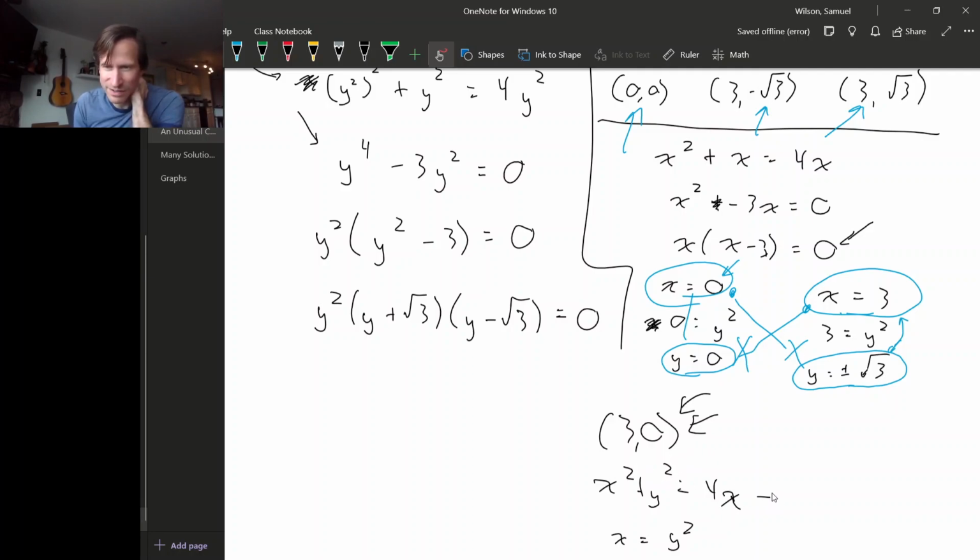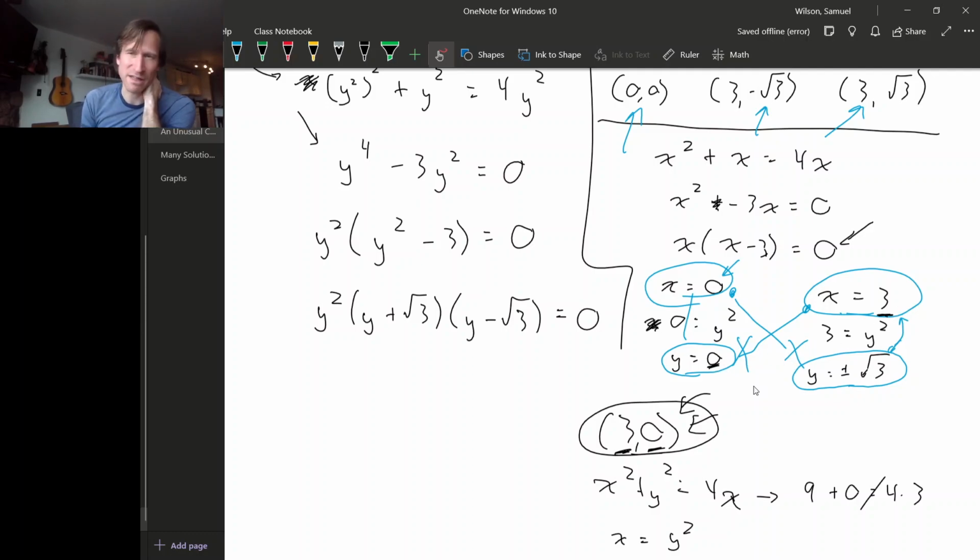So if we checked if this point is a solution to the system of equations, plugging it into the first equation, we get 9 plus 0 equals 4 times 3, but that's not true, right? 9 isn't equal to 12. So this point is not a solution to the equation, even though this x value, 3, shows up in our solutions, and this y value, 0, shows up in our solutions. They show up, but not together, right? That's the key thing. So be careful when you're writing down all of your points that you don't just grab any old x and y values. Make sure that you're pairing them up correctly.